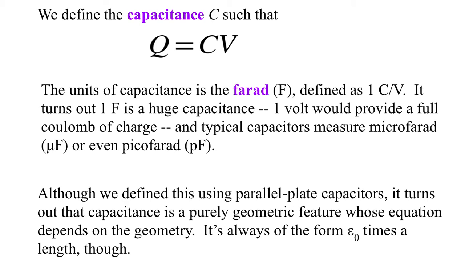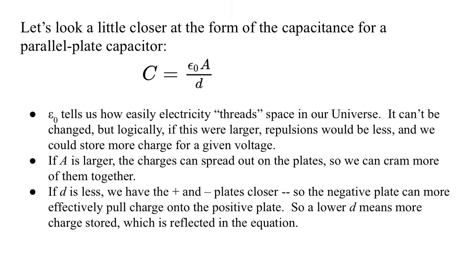Although we define this using parallel plate capacitors, it turns out that capacitance is a purely geometric feature whose equation depends on the geometry. It's always in the form epsilon times a length, though. So here we have, for instance, our other one was epsilon A over D, but A over D is a length. And for consistency, it will always be some length times epsilon naught.